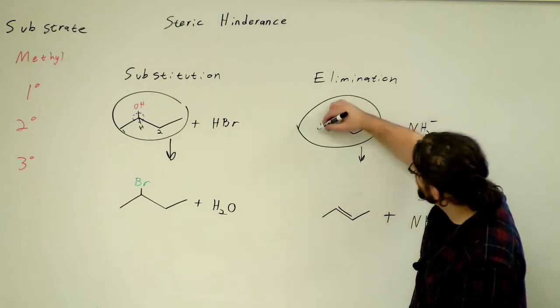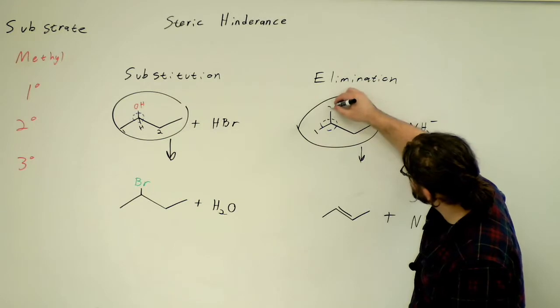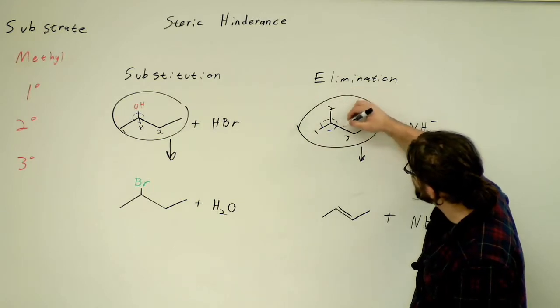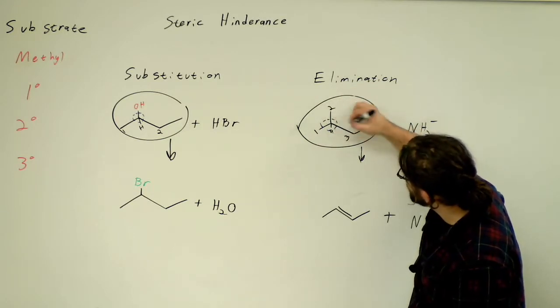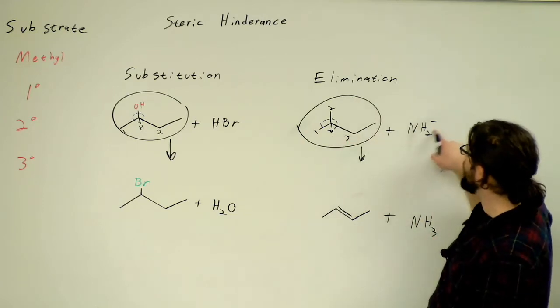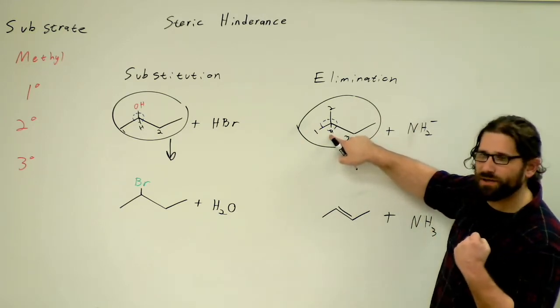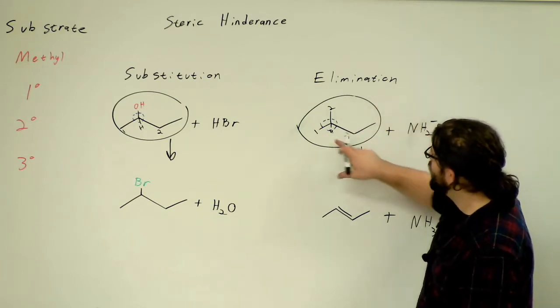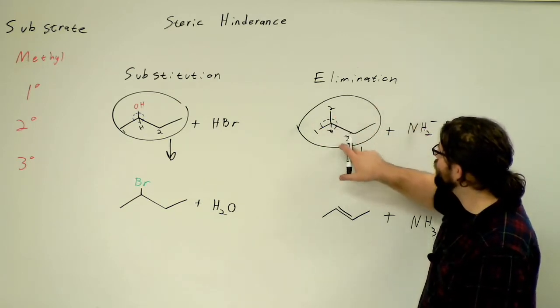What about this one? This one is attached to one carbon here, a second carbon here, and a third carbon here, as well as that hidden hydrogen, which is the thing that is being taken away. This NH2- is going to pull that hydrogen away. And so we would say 1, 2, 3.